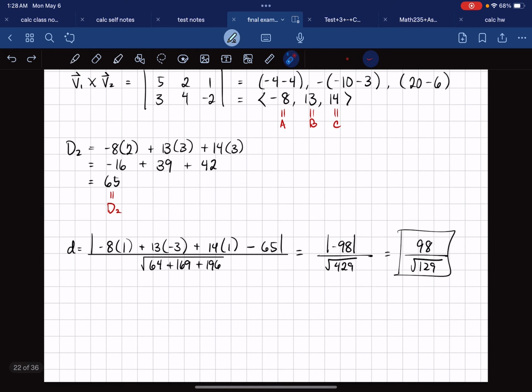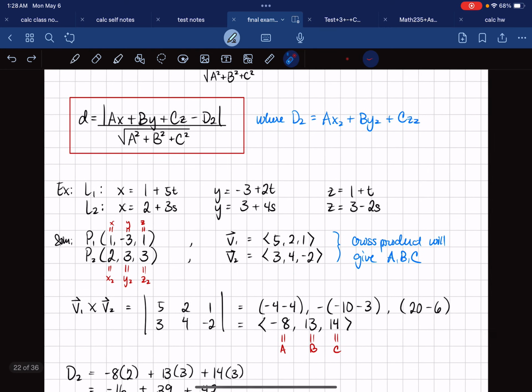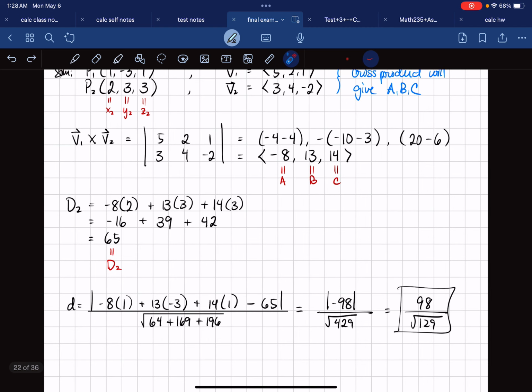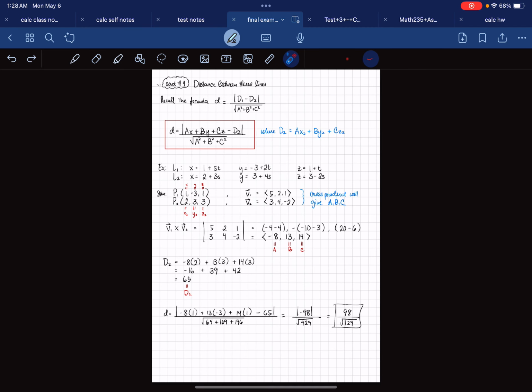This was actually on the first test, now that I'm really thinking about it, and this was the answer for the first test. So I hope that was clear, and if it's not, then I'm always here for questions. Hopefully I can help.